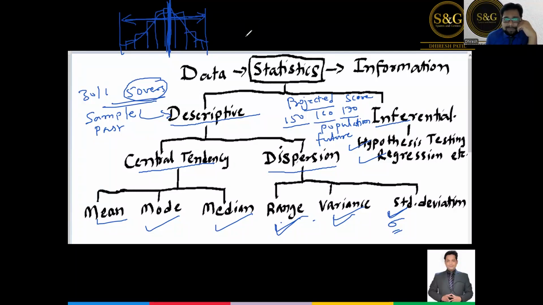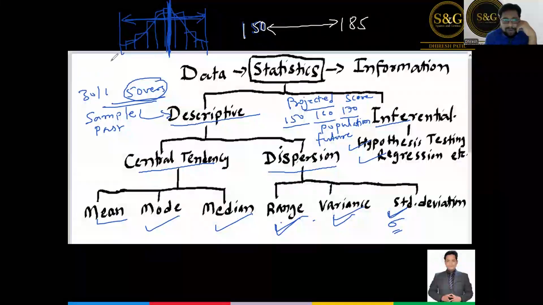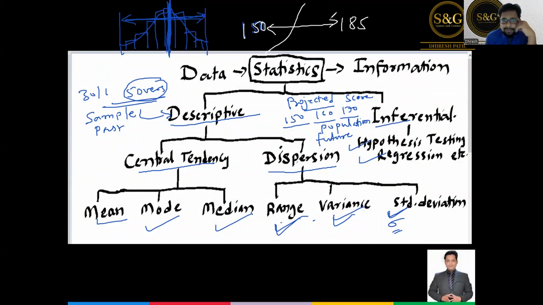Okay, so understand. We have somebody at 150 centimeters, and somebody at 185. Are you understanding? So this is the spread of the data. If I plot it on a histogram, it will be like this.